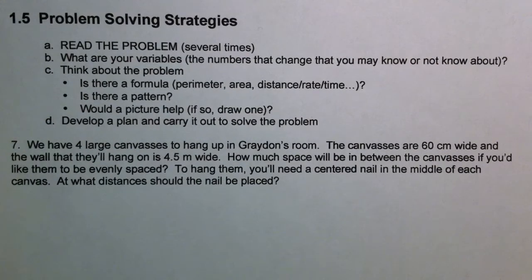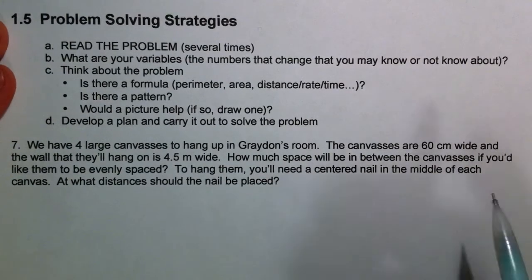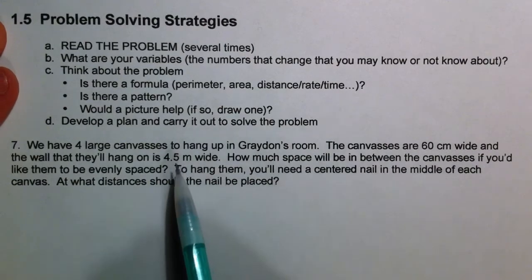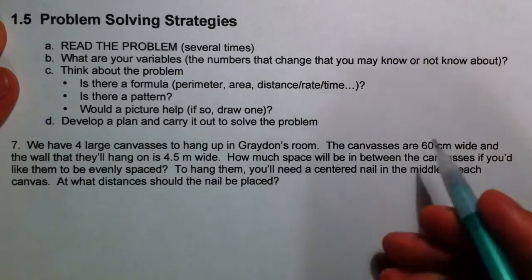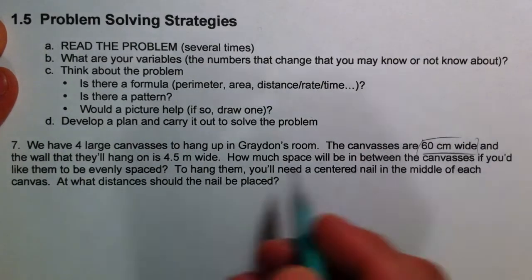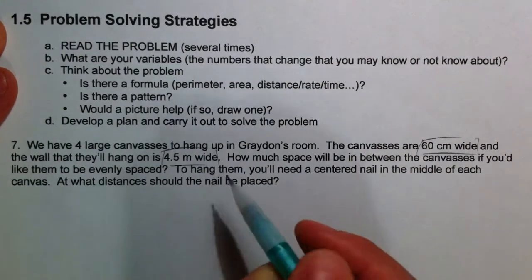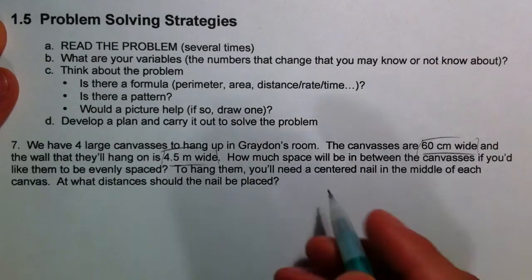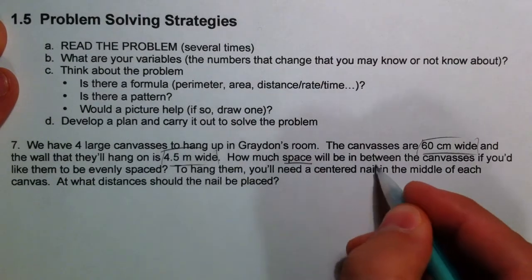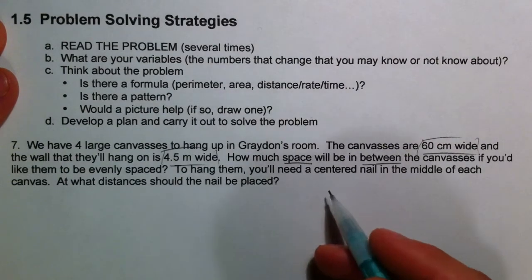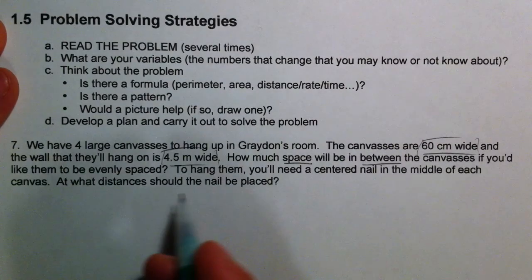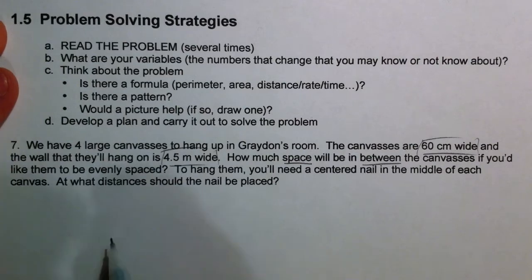So, 4 large canvases to hang up in Graydon's room. And canvases are 60 centimeters wide. Wall is 4.5 meters wide. How much space? So, things like this are the key things. How much space will be in between the canvases? Space between, if you'd like them evenly spaced. And then to hang them, you'll need a centered nail in the middle of each. What distances should the nail be placed?